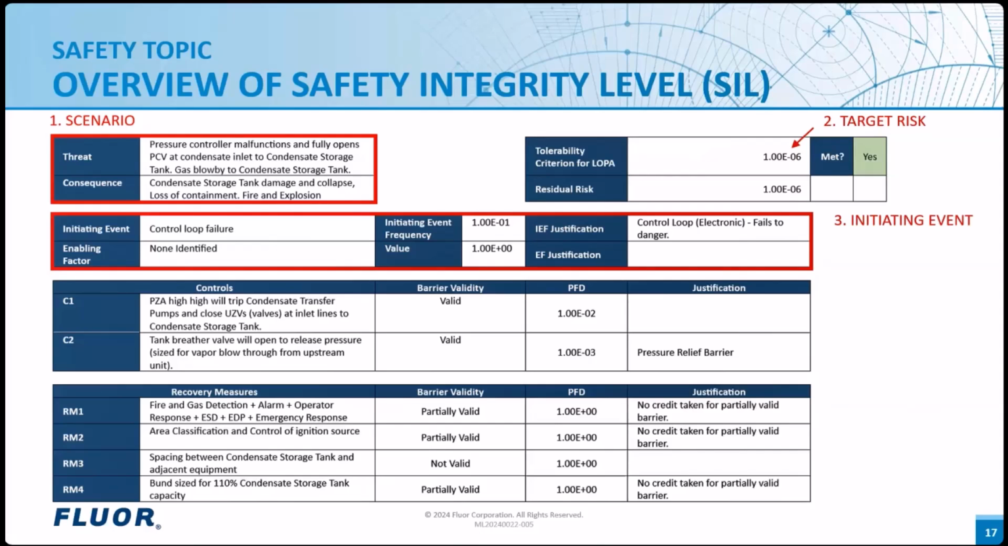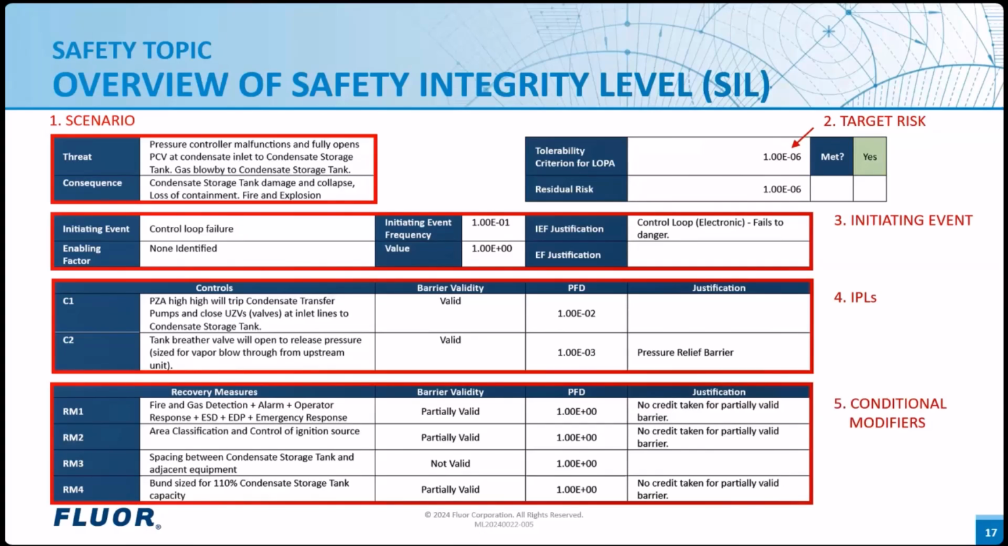The initiating event frequency is estimated for each initiating event. In this example, control loop failure is estimated to have a frequency of 1 × 10⁻¹, or once every 10 years. IPLs are then identified for each initiating event. For this example, one IPL is a SIF that trips the pump and closes the inlet valves to the tank when the tank pressure reaches the high alarm. Another IPL, C2, is a breather valve that will open to release tank pressure.